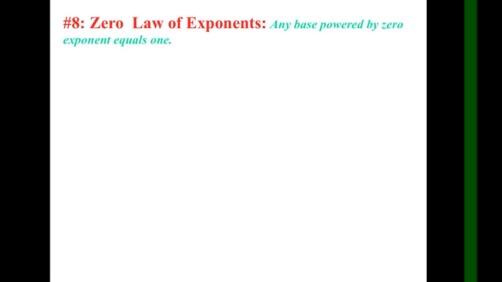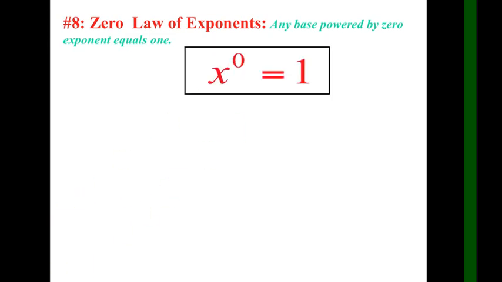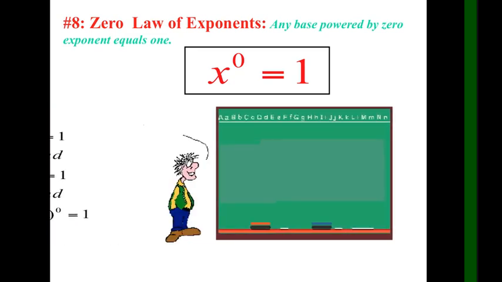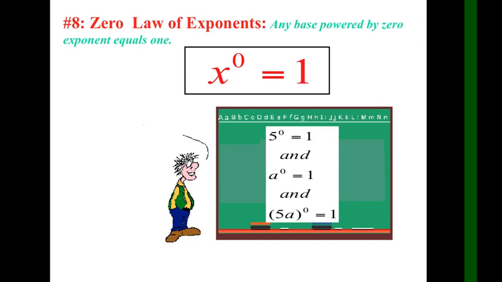Number 8. Zero law of exponent. Any base powered by zero exponents equals 1. That is, x raised to 0 is equal to 1. Any. Sabihin kahit ano yan. Example, 5 raised to 0 is equal to 1. A raised to 0 is equal to 1. 5a raised to 0, for as long as sakop ni 0, ang 5 at saka a, that's equal to 1.